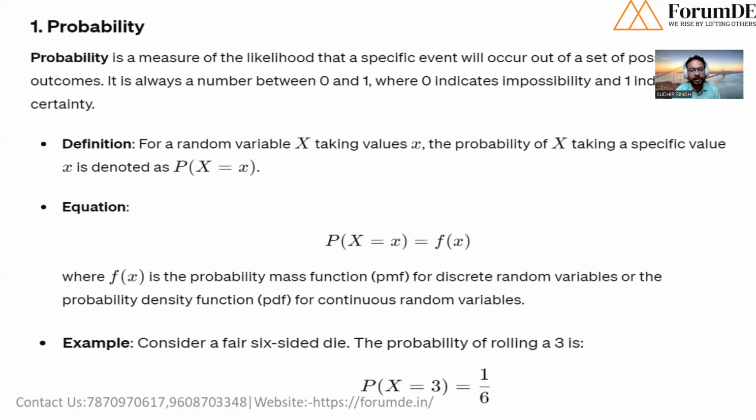Next we have the mathematical definition for probability. For a random variable X taking values x, the probability of taking a specific value x is denoted as P(X = x), and it is represented as P(X = x) = f(x). We can see one example: if we consider a six-sided die, the probability of rolling a three is 1/6, because one face has the number three and the total possible outcomes are six, so 1/6.